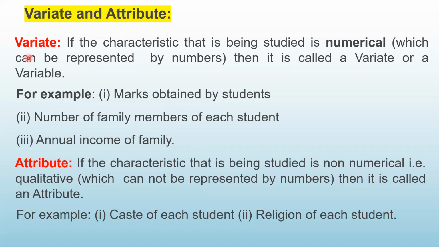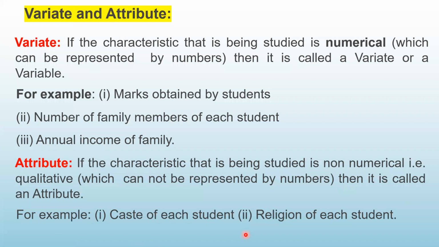So that is again a variate. Any characteristic which can be expressed in the form of numbers is called a variate. What is the second thing? Attribute. If the characteristic being studied is non-numerical, that is qualitative in nature, meaning it cannot be expressed in the form of numbers, it is called an attribute.